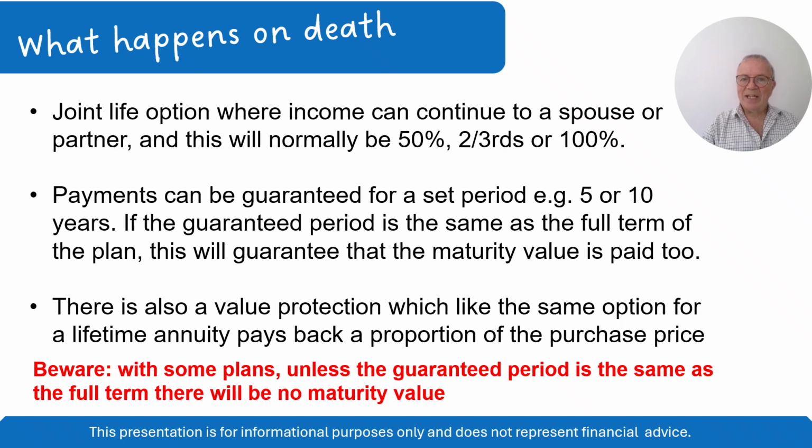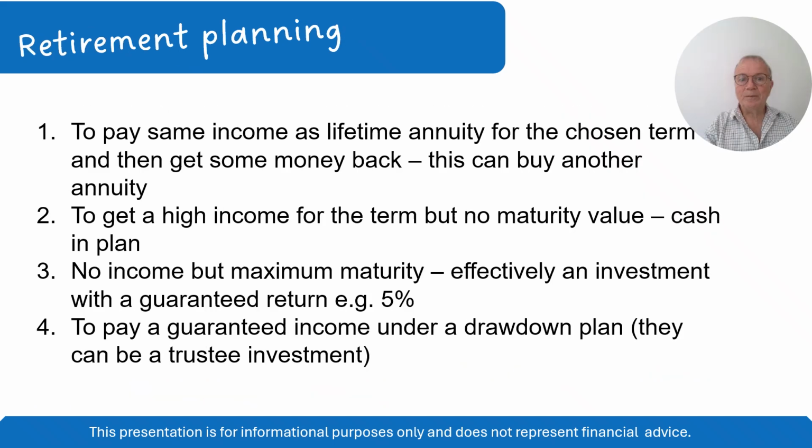Let's say you had a guaranteed income period of 5 years, but you died after 6 years. In that circumstance, with some plans you would lose the option to have a maturity value. So it's really important to take advice and get that bit right.